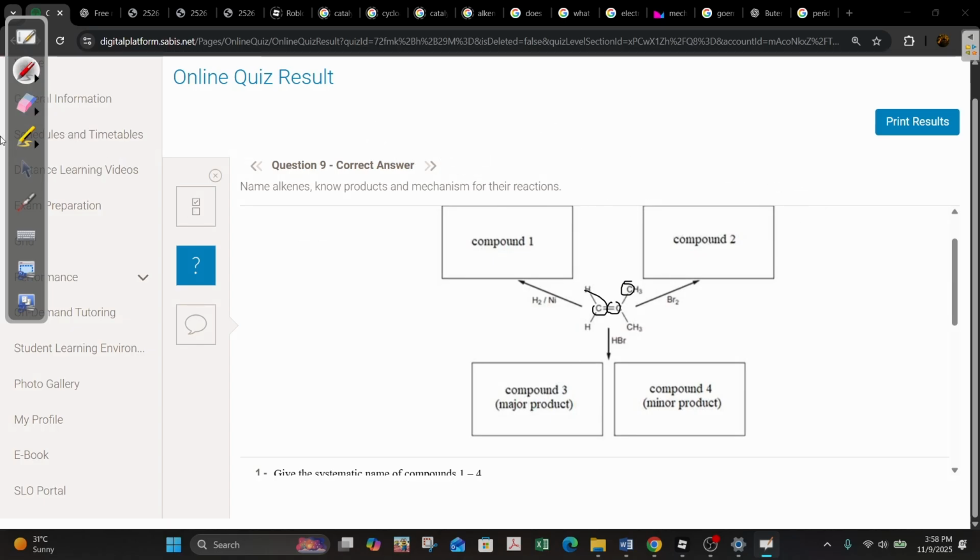Now when an alkene reacts with hydrogen, that's hydrogenation, right? So let's draw it first.